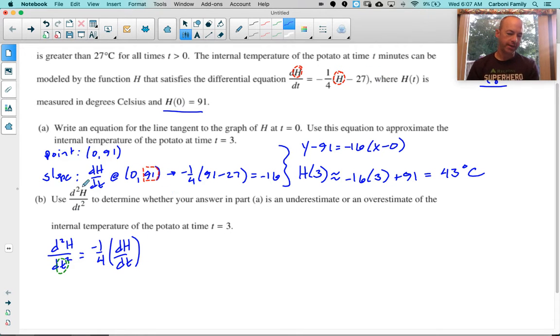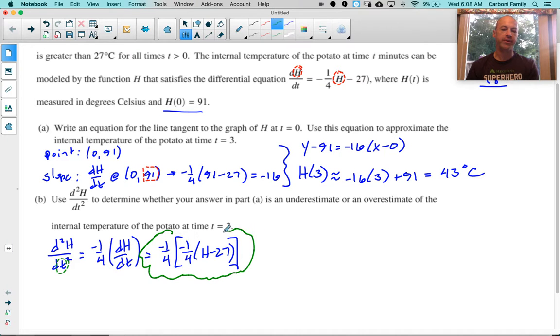They do not tell you to write the second derivative in terms of h. However, if they did, you would need to go one step further and replace dh/dt with the equation that is given for dh/dt. So I'll plug in negative 1/4 times (h minus 27), but that is not necessary in this particular problem because they did not tell you to write the second derivative in terms of h and t. Just know that that is how you would do that if needed.